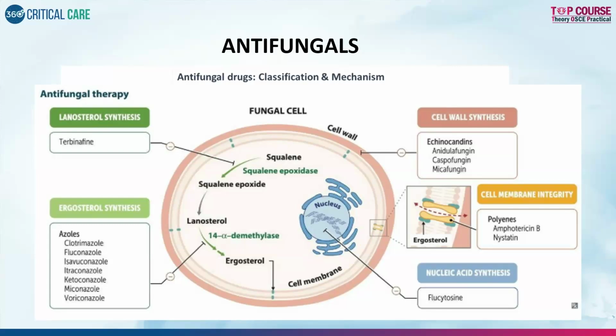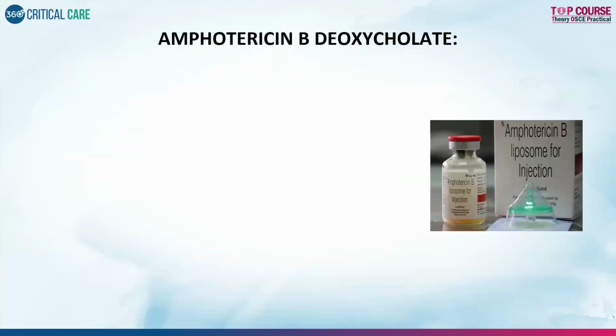That is your azoles. Then you have lanosterol synthesis inhibition, that is your terbinafine. Mostly it is for topical applications. You remember your cell wall synthesis inhibitors because echinocandins fall there. Ergosterol synthesis inhibitors, again, all your azoles come there. And amphotericin B falls under polyenes, which is your cell membrane integrity disruptor. For fungal nucleic acid inhibition, you need to remember flucytosine. So anyone wants to answer this?